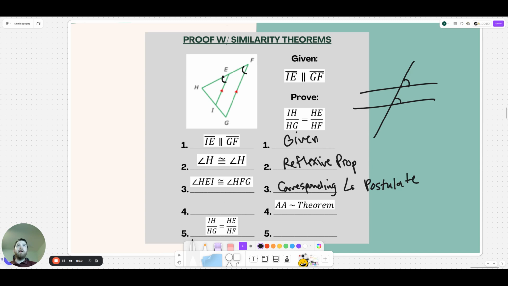All right, now, angle-angle similarity theorem. Well, I've got 2 triangles, and so I just need to name those triangles. So triangle HEI is going to be similar to triangle HFG. So that means those 2 triangles are going to be similar to each other. Therefore, if they're similar, then I know that those side lengths are going to be proportional. So I would say that that's just the definition of similar triangles.